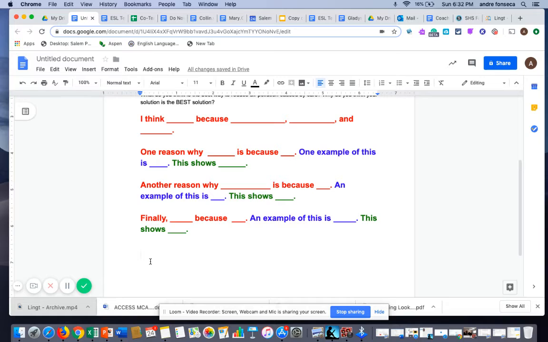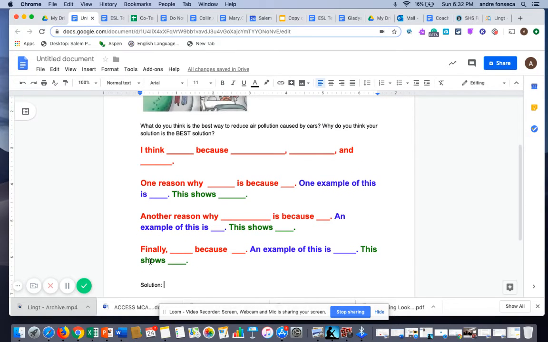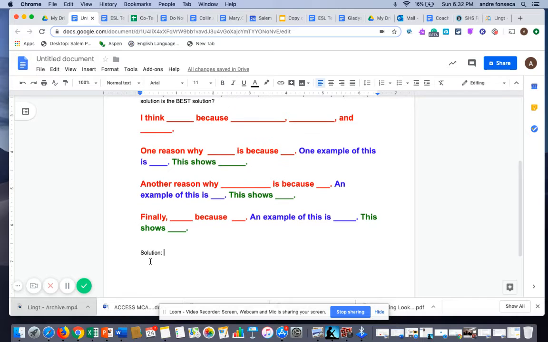So the first thing that I would do in my brain is think of my solution. So my solution to how we can reduce air pollution caused by cars is walking or taking public transportation. That means buses instead of taking cars. Okay, so I come up with a solution in my head, and now I'm going to think of 3 reasons why that solution is the best solution.